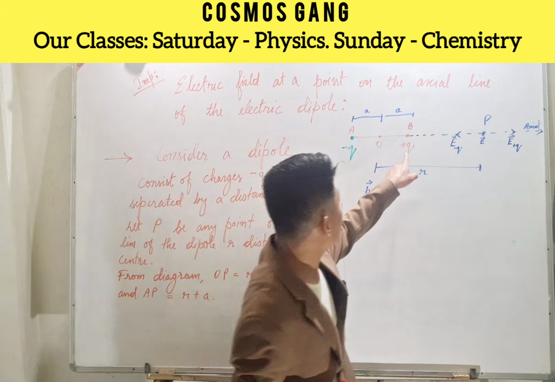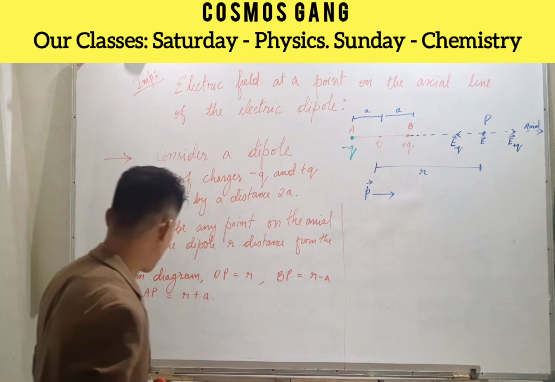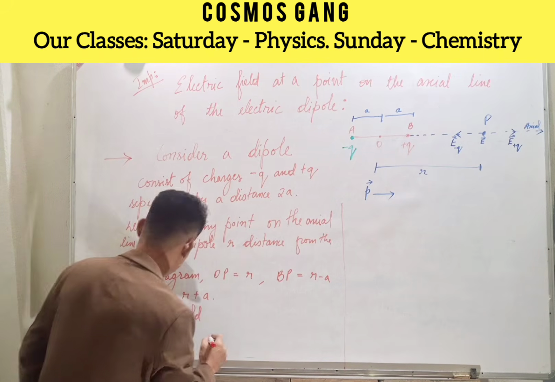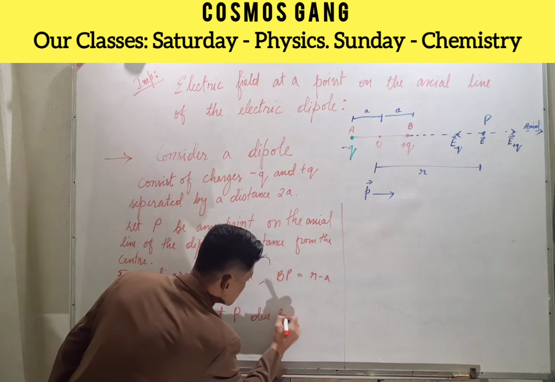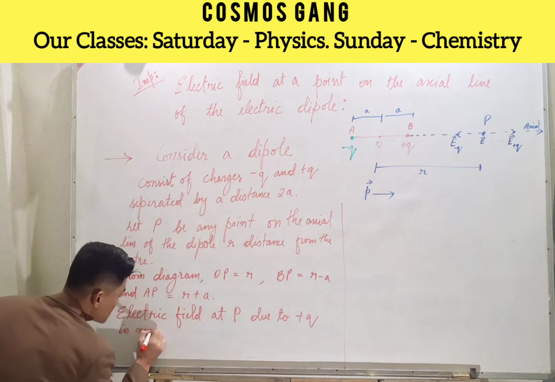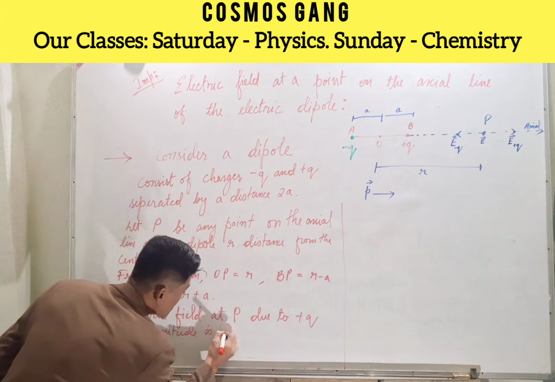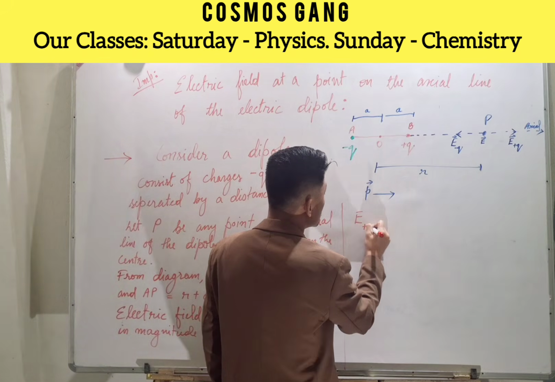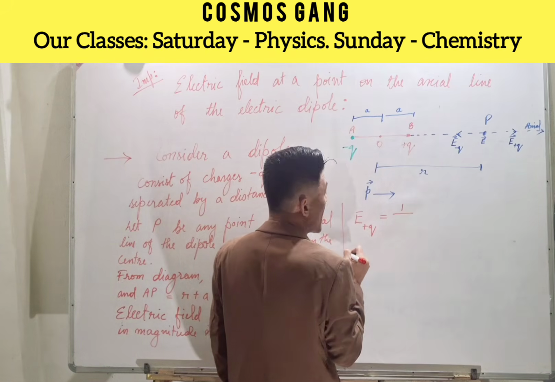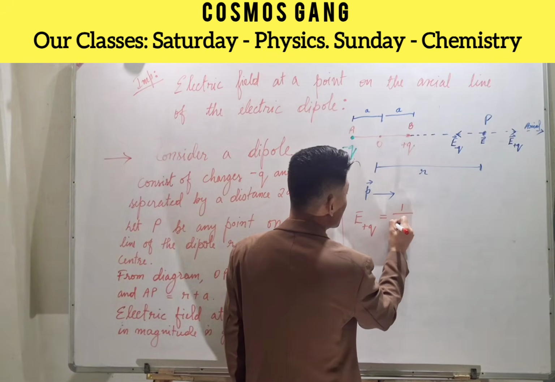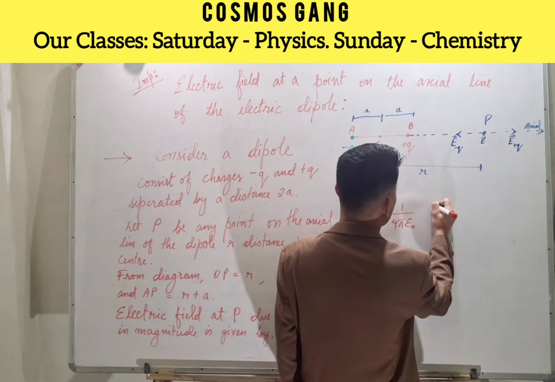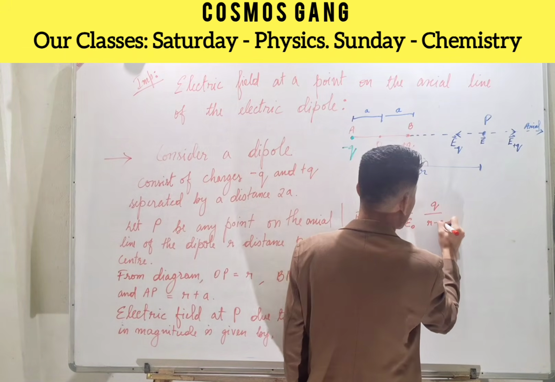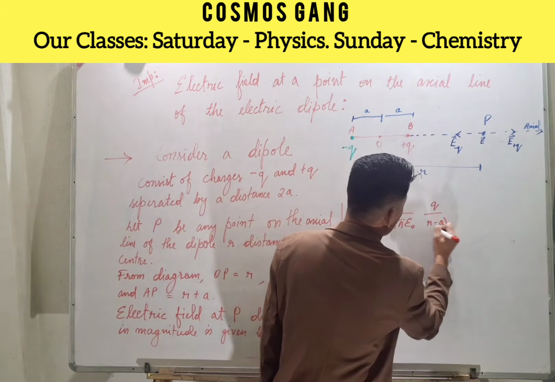Now, we'll try to find the electric field at point P due to plus Q. So, the electric field at P due to plus Q in magnitude is given by E plus Q equals 1 by 4 pi epsilon naught times Q divided by the distance from here to here, which is BP, so R minus A, whole square.